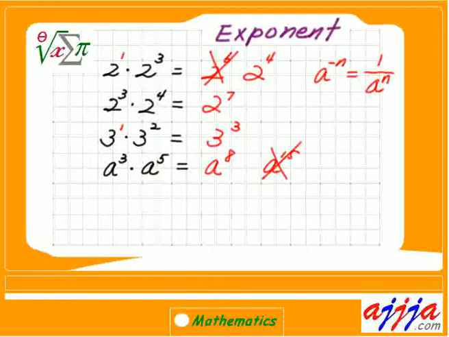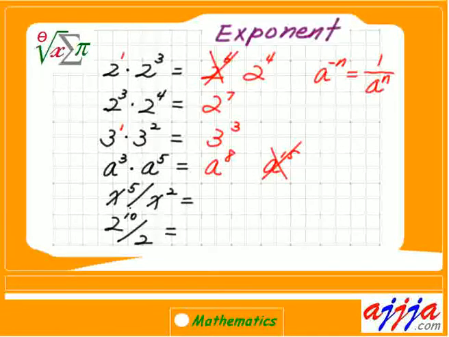Okay, now what about this? x to the fifth power divided by x to the second power. Oh, division. With multiplication we added, right? So it must be subtraction. That's right. x to the fifth power minus the second power is x to the third power, right? So you subtract.